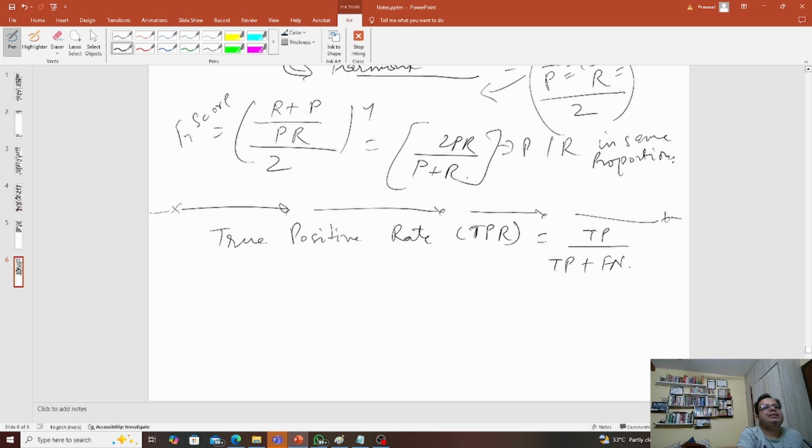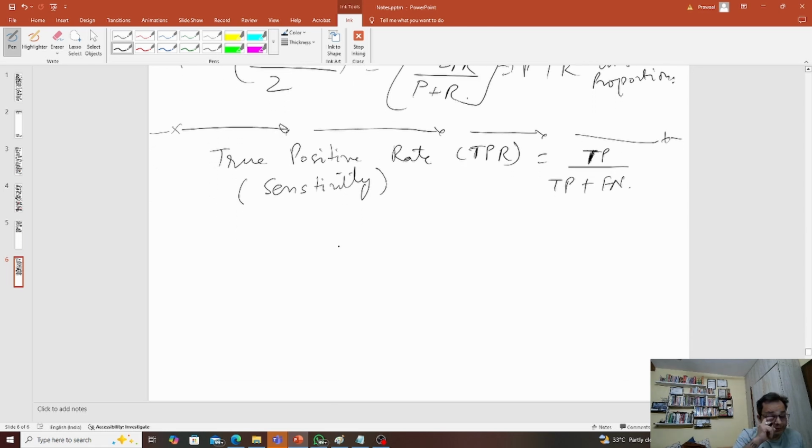This says that out of all the positive values that were there, how many have you classified correctly? So it's called the true positive rate. One more term that some people use for this is sensitivity. Some of these terms are very important to know. That's why I am marking them separately.